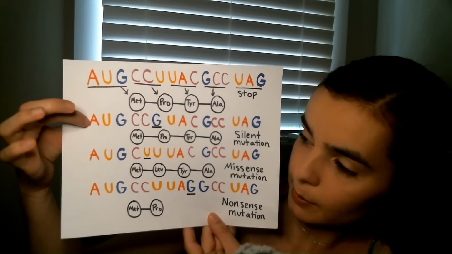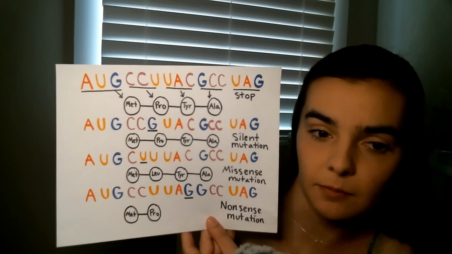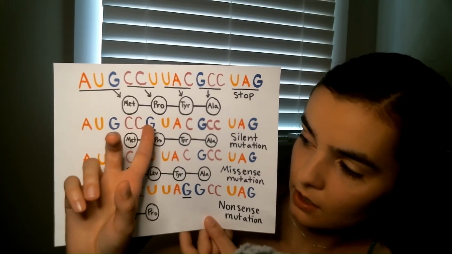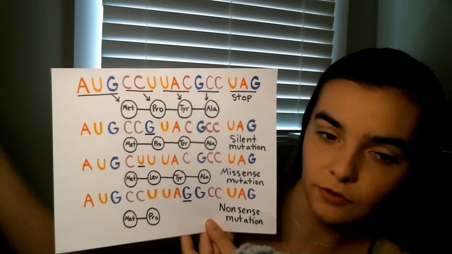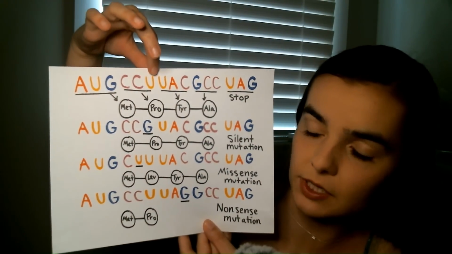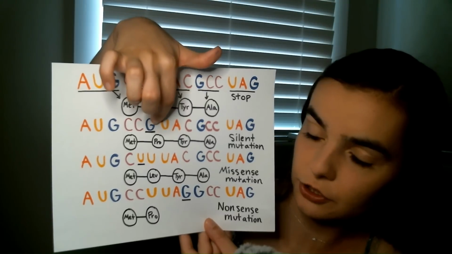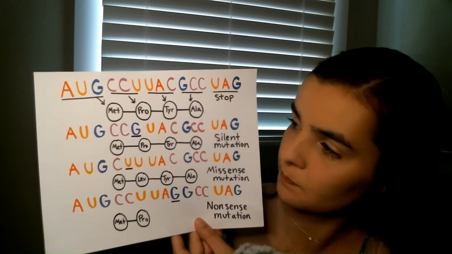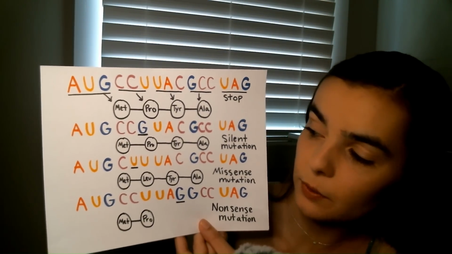So here, everything is the same. All of the nucleotides are the same, except for this guy right there, where we have a U in the normal sequence, and it is changed to a G in the mutated sequence. Well, what do we get out of that?